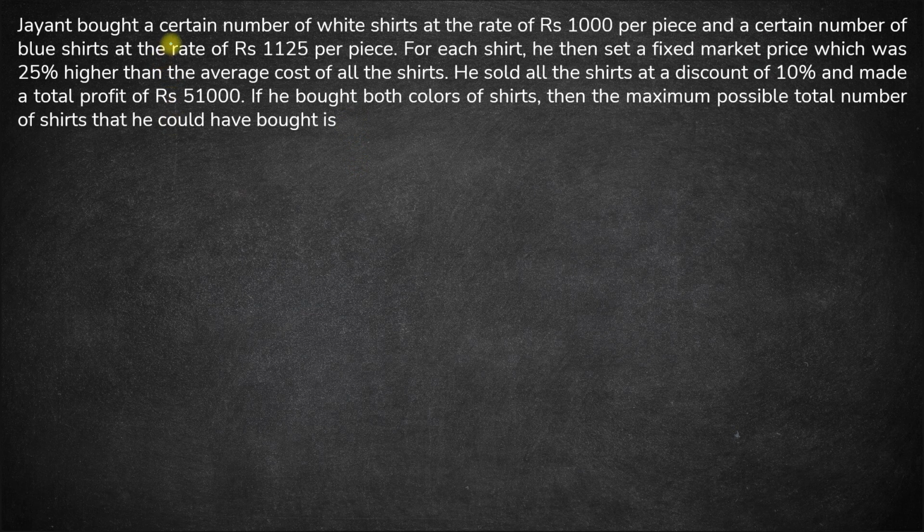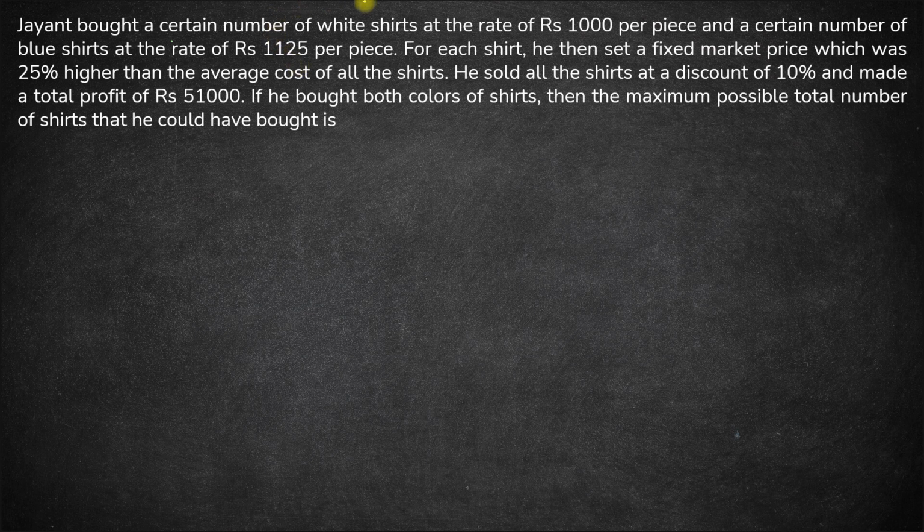Hi, here we have Jayant bought a certain number of white shirts at the rate of 1000 per piece and a certain number of blue shirts at the rate of 1125 per piece. For each shirt, he then set a fixed mark price which was 25% higher than the average cost of all the shirts. Now he sold all the shirts at a discount of 10% to this mark price, and still made a total profit of 51,000.